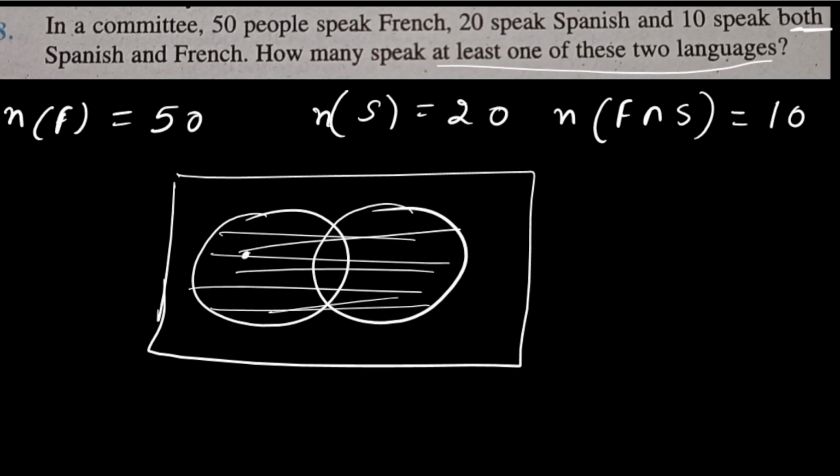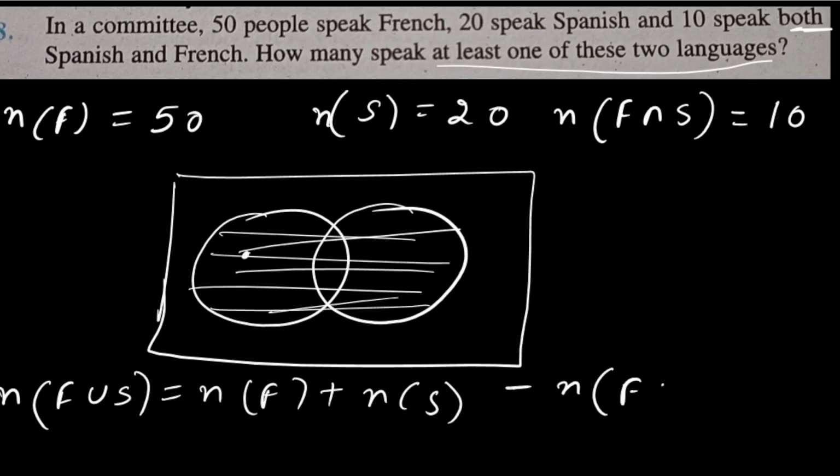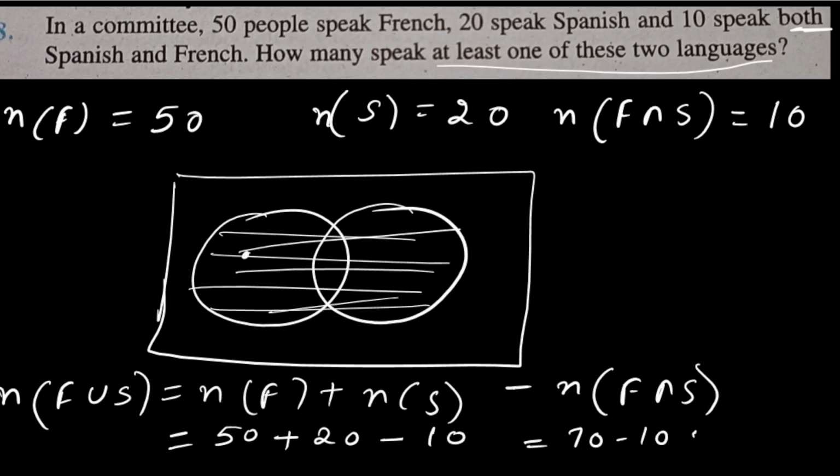So again we can do it easily with the help of the formula, because we have to find the union. The union formula is N of F union S equals N of F plus N of S minus N of F intersection S. See, here we can use the formula directly. Don't try to break your head; just use the direct formula and solve the question. So this is 50 plus 20 minus 10. So 70 minus 10 is equal to 60. So the union, that means this full part, is equal to 60.